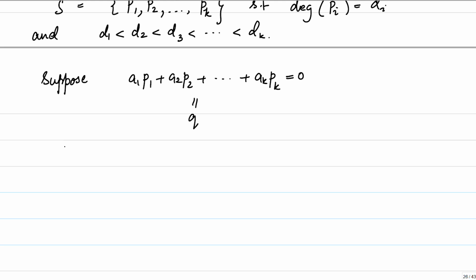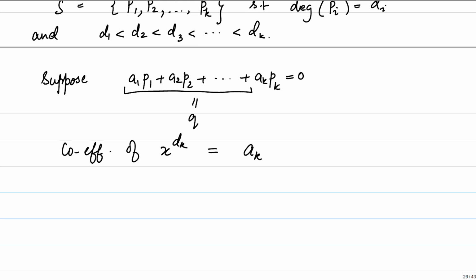Check what will be the coefficient of x to the power dk. Check that this is equal to ak, because a1, a2 up to ak minus 1 do not have x to the power dk in their polynomial expression, because all of them have degree less than dk.